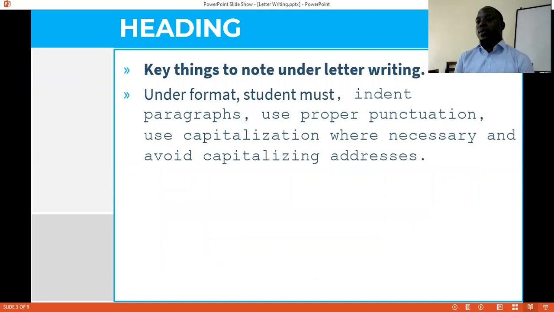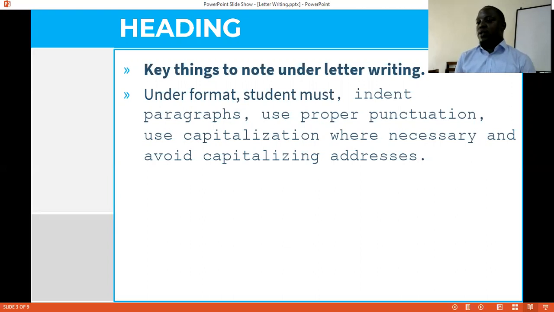Okay, key things to note under letter writing. Generally, under letters, we focus on format. So what students must do here is to indent their paragraphs. I will illustrate what indenting means. The opposite of indenting is blocking. Those are the different ways we can paragraph our work. However, these days it is recommended in English language and literature that we strictly use indented paragraphs.